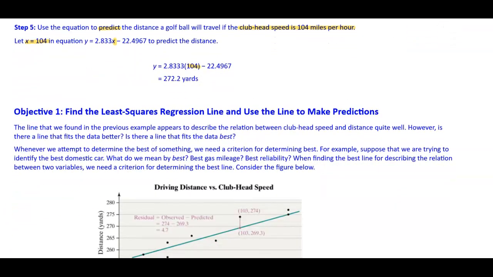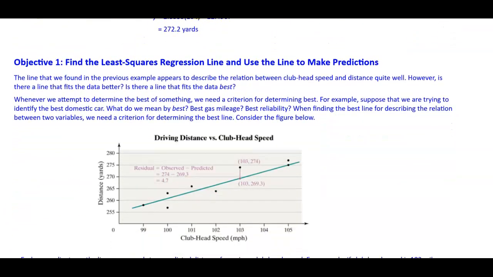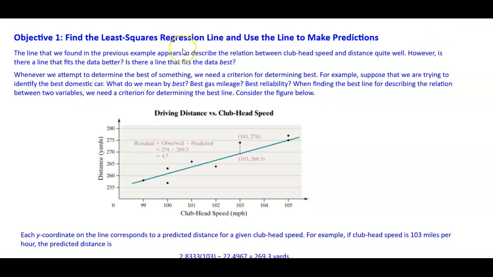So what does objective 1 ask us to do here? Well, objective 1 is to find the least squares regression line and use the line to make predictions. The line that we found in the previous example appears to describe the relation between club head speed and distance quite well. However, is there a line that fits the data better? Is there a line that fits the data best?